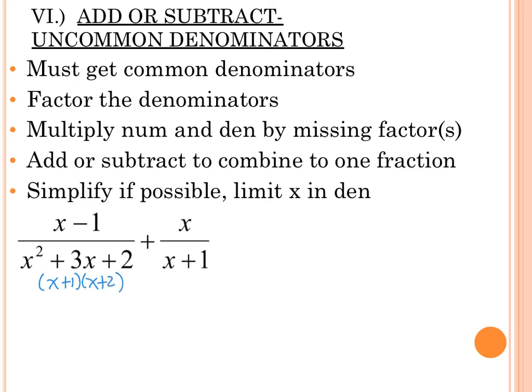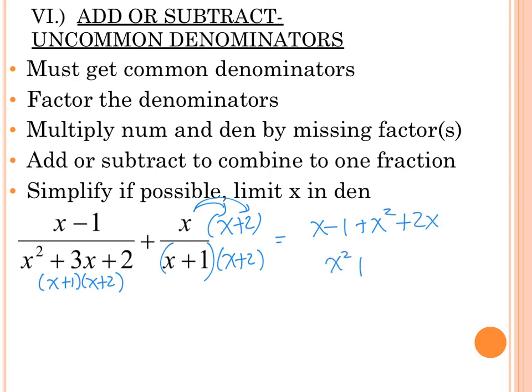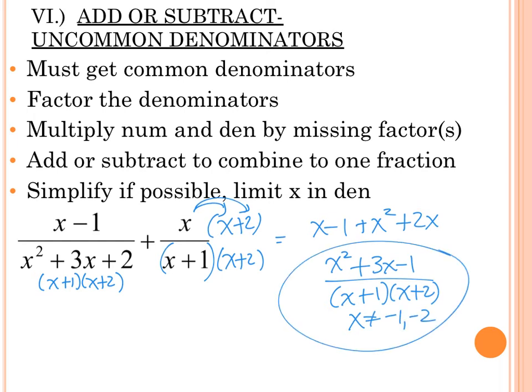So the first fraction has an x plus 2 and an x plus 1. The second fraction already has an x plus 1, so I need an x plus 2. So I can multiply top and bottom by that and distribute. So I have x minus 1 plus x squared plus 2x, which is going to simplify to x squared plus 3x minus 1, which is not factorable. Keep your denominator in factored form. It's just easier to see what your limits can't be. And that would be my simplified answer.